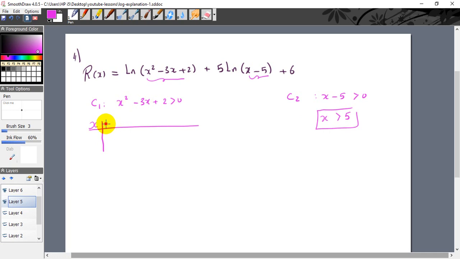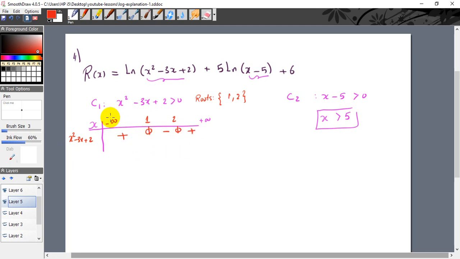Now, to find the signs of this expression, as you know, the first step is to find the roots. What are the roots here? Using a calculator, you may be able to find the roots, which are 1 and 2. So this is 1, this is 2. The expression vanishes at 1 and 2. This is x squared minus 3x plus 2. Same sign as the coefficient of x squared, opposite sign to the coefficient of x squared, and same sign.